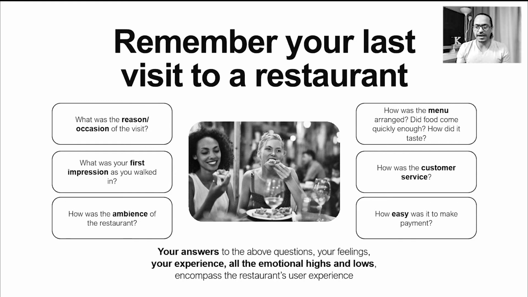the experience. So if everything was good and at the end you came out happy, that means the level of satisfaction or the experience that you had in that restaurant was good, and that means the restaurant was able to give the right experience to the user.